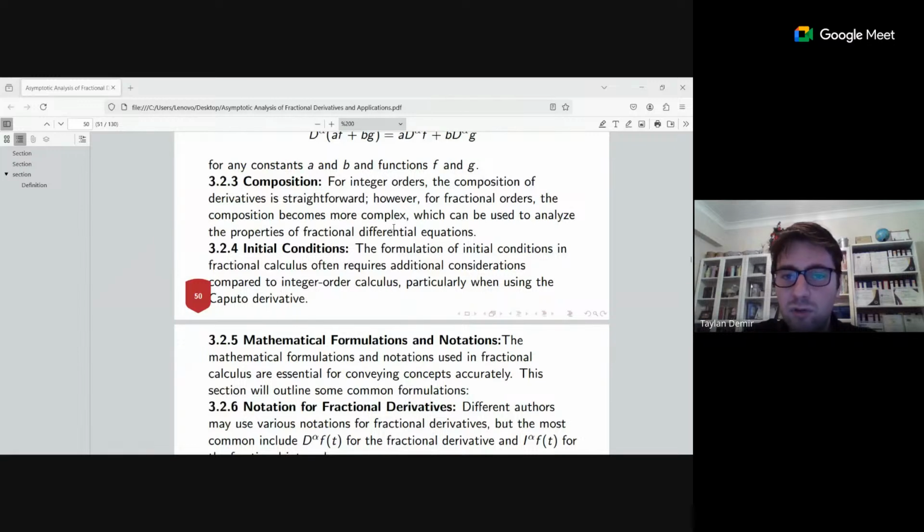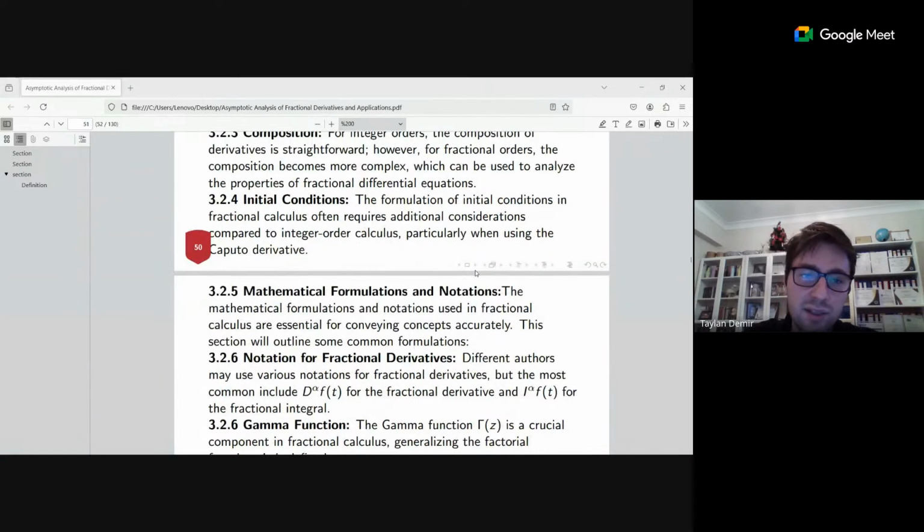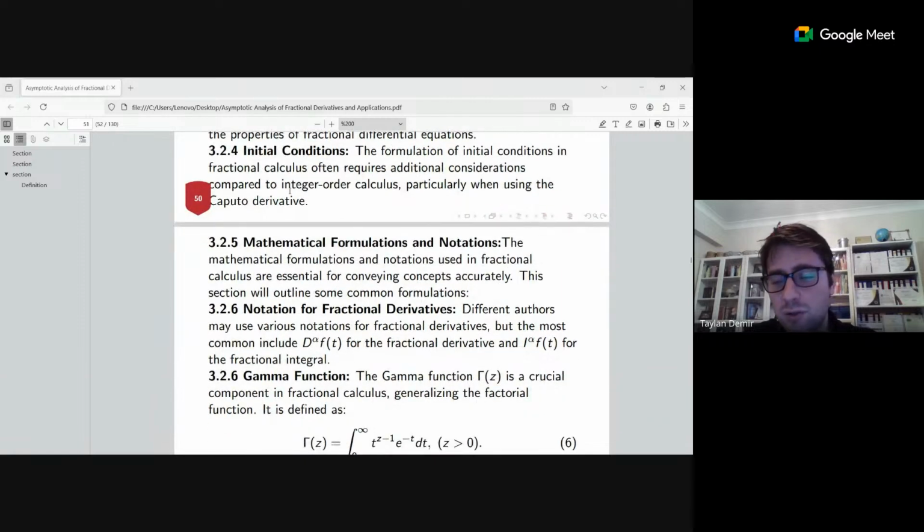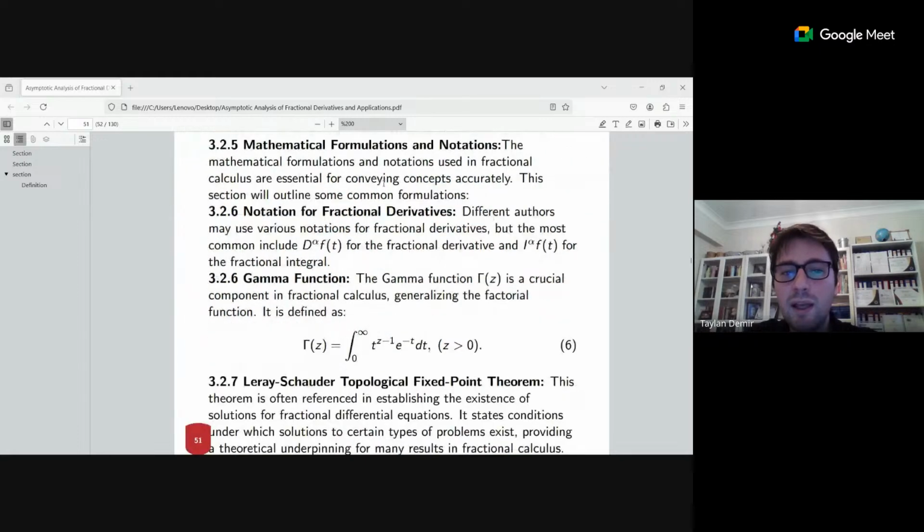For example, for integer orders, the composition of derivatives is straightforward. However, for fractional orders, the composition becomes more complex, which can be used to analyze the properties of fractional differential equations. It has initial conditions properties. The formulation of initial conditions in fractional calculus often requires additional consideration compared to integer order calculus, particularly when using the Caputo derivative.